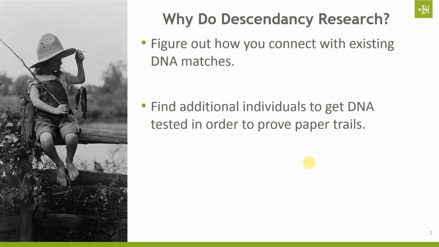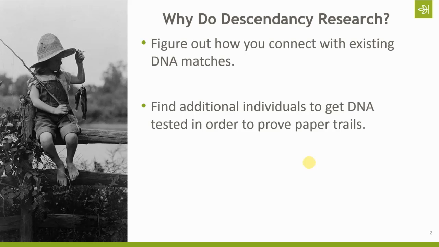Again, another DNA slant, though it is not the only reason, is to help find individuals to get DNA tested in order to prove paper trails. Now, one of the things you can do is have a very methodical testing plan. So for example, if neither of your parents are still living, you're going to want to test your siblings, and you're also going to want to test any of your parents' siblings that might still be living. That will help prove biological connections to your parents and start working on a connection to your grandparents.